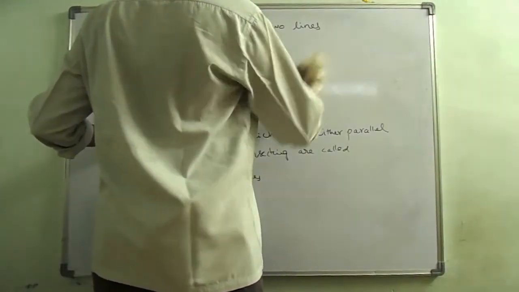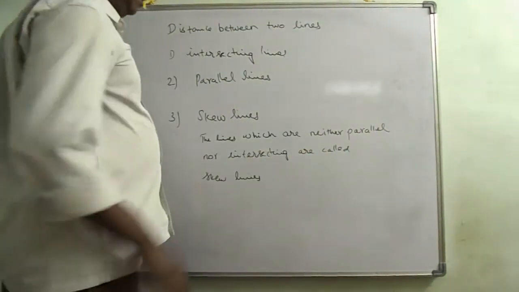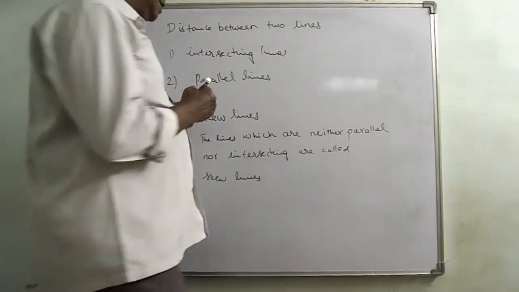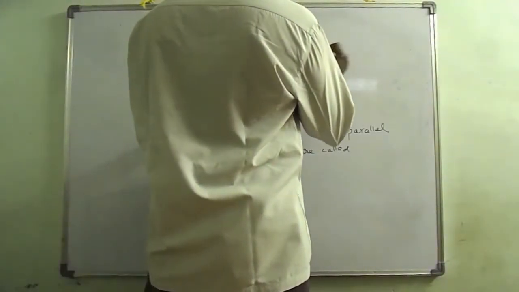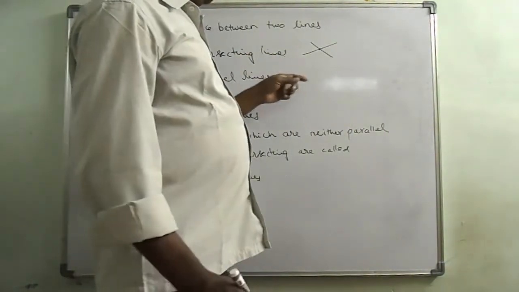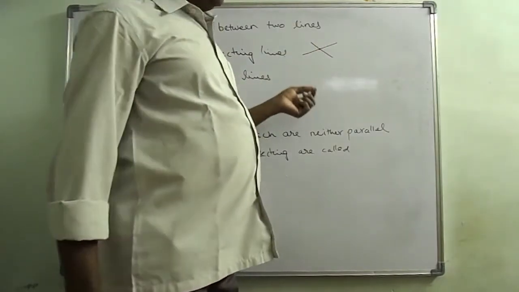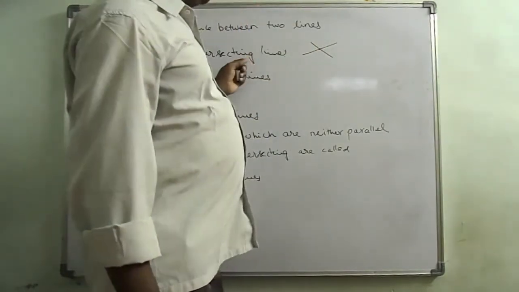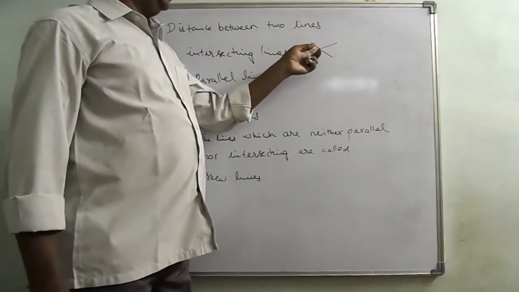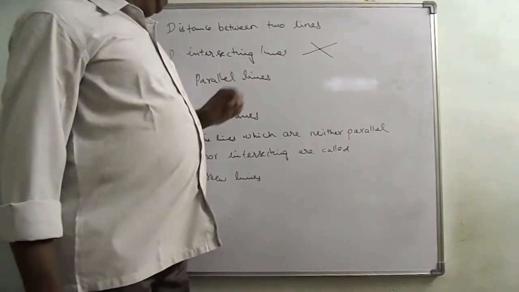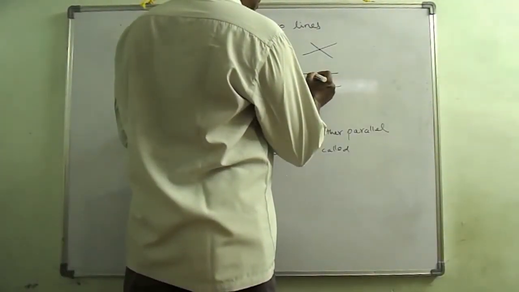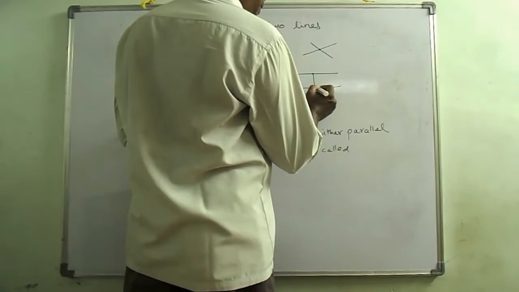Now let us come to the concept of distance. The shortest distance between any two intersecting lines is 0 because they have a common point. There may be numerous points, but the shortest distance between two intersecting lines is equal to 0.